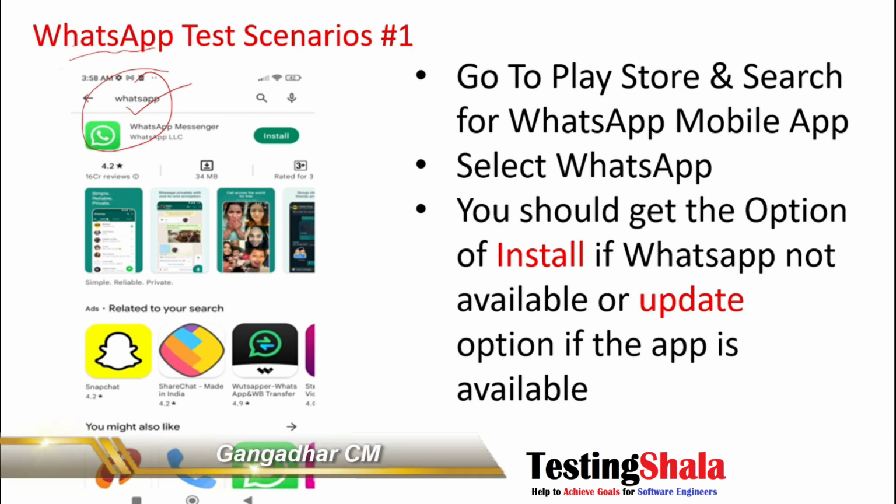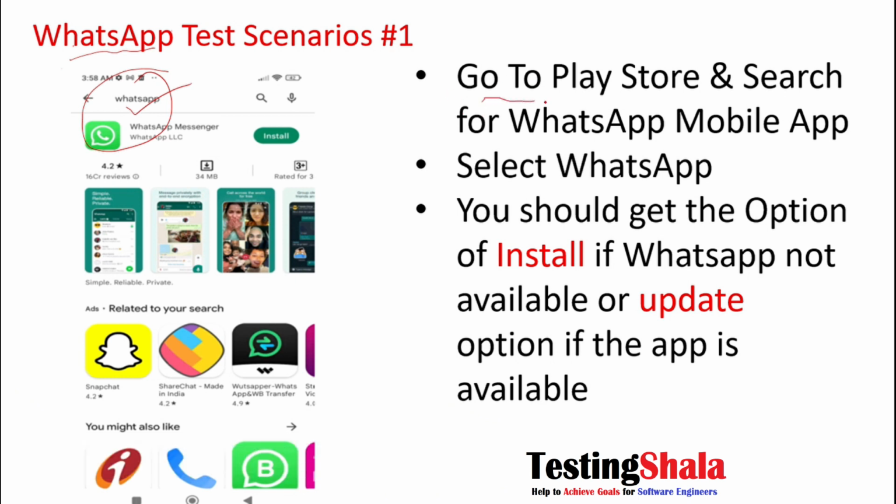The first scenario: first we should install the application. In order to test WhatsApp, we should install the application. We install it by downloading WhatsApp from the Google Play Store. That is the first thing we should do. We go to the Google Play Store and type WhatsApp. When you search for WhatsApp, you will get it there and you should select that.